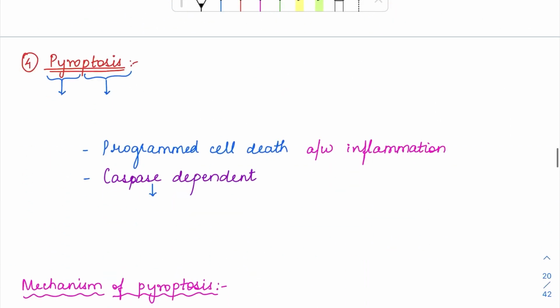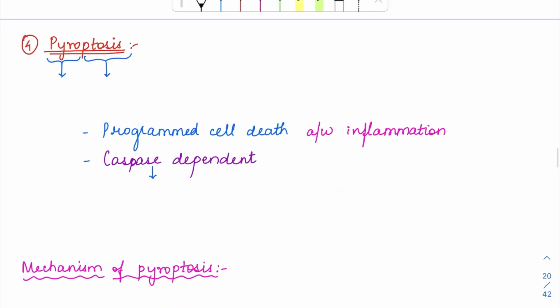So the next form of cell death will be pyroptosis. Pyro means fire or fever. Tosis means falling off. So this fever is actually going to be because of an interleukin 1.